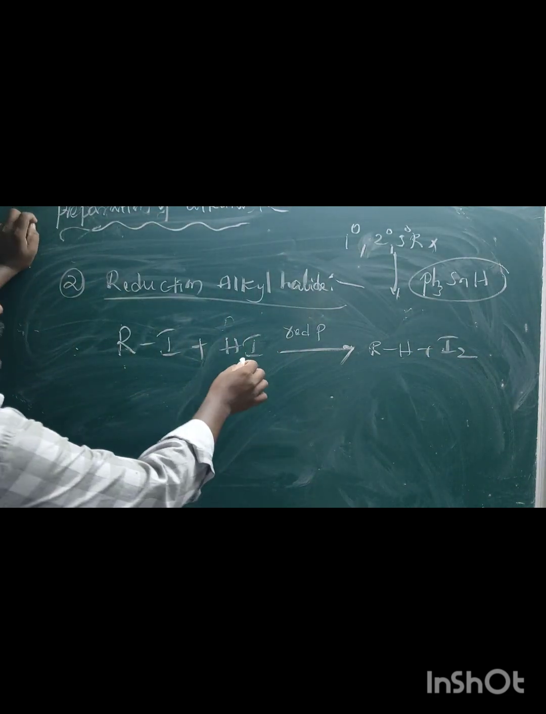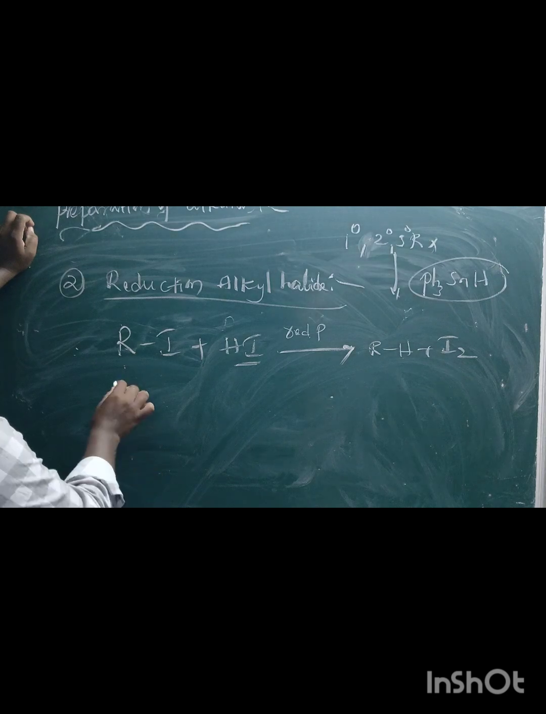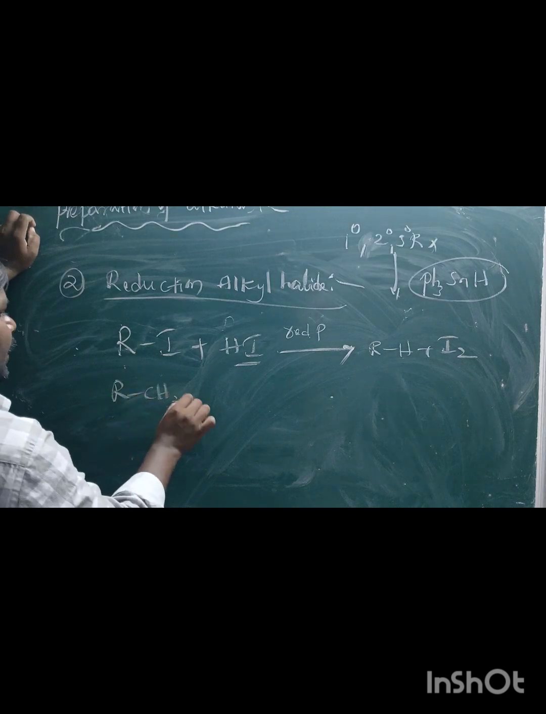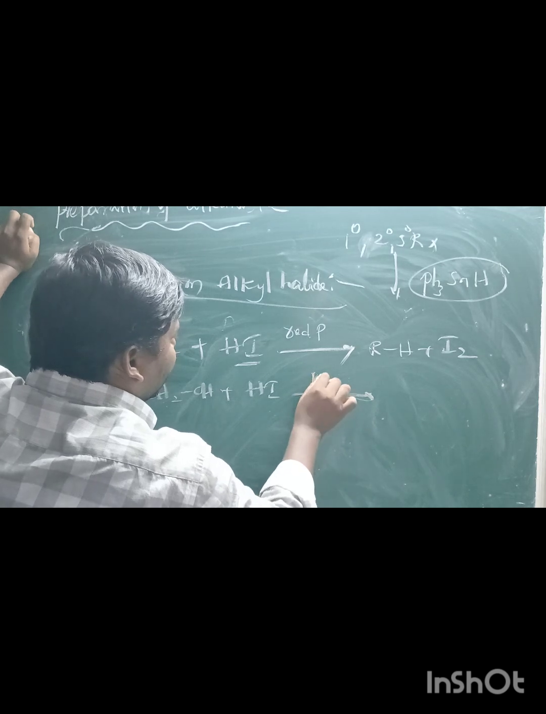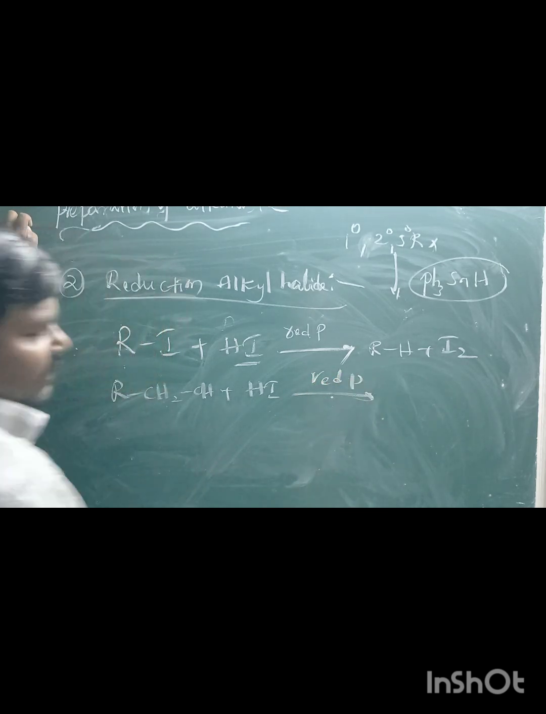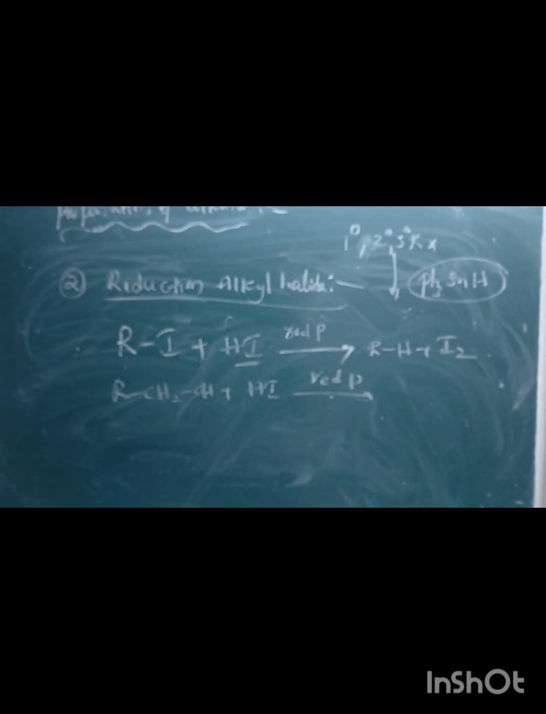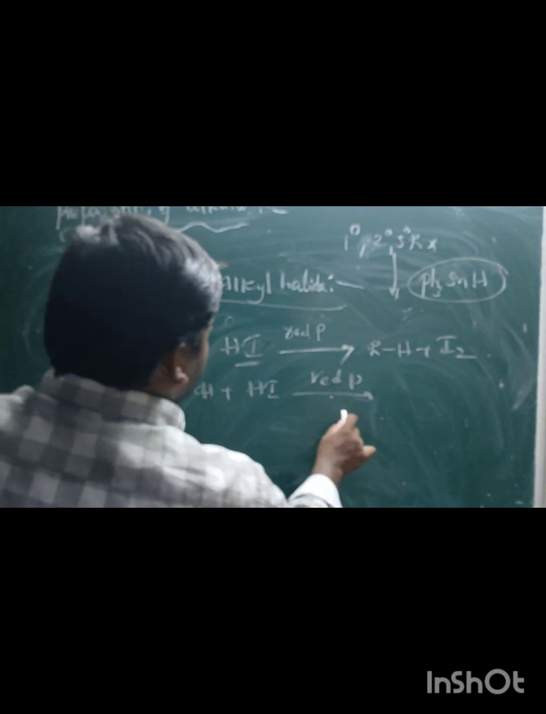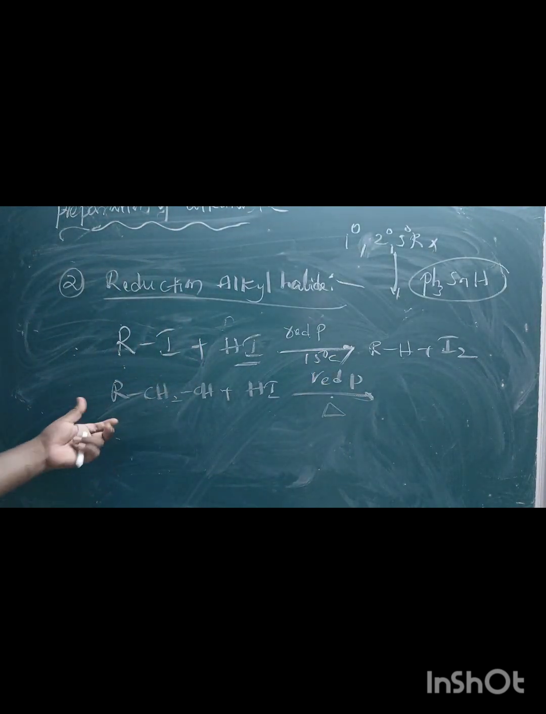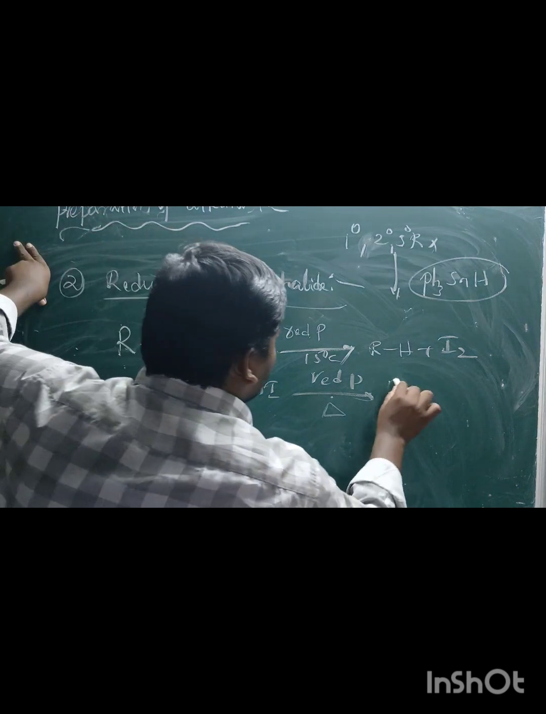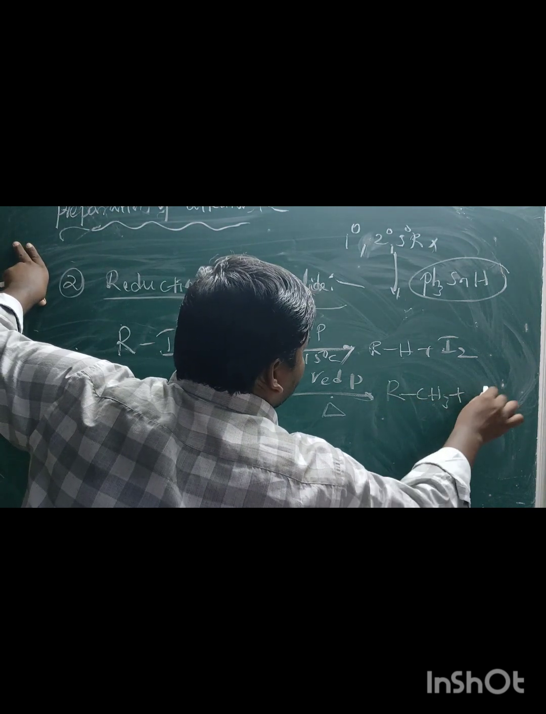In this combination of HI and red phosphorus, alcohols can also be converted. An alcohol reacts with HI in the presence of red phosphorus at a temperature of 150 degrees Celsius, and is converted into alkane RCH3 plus I2.